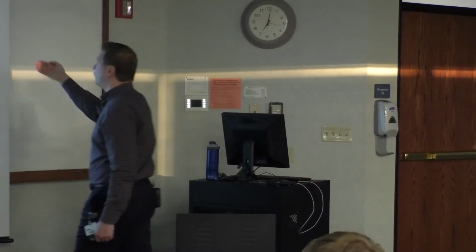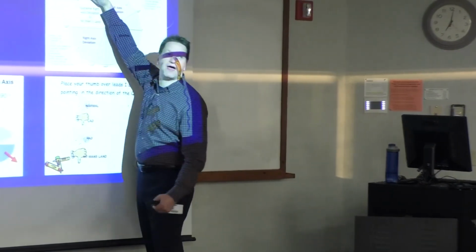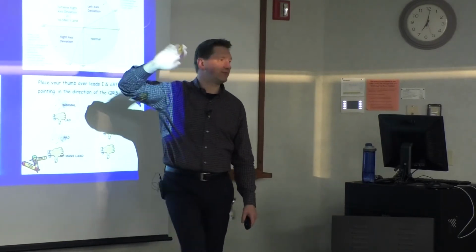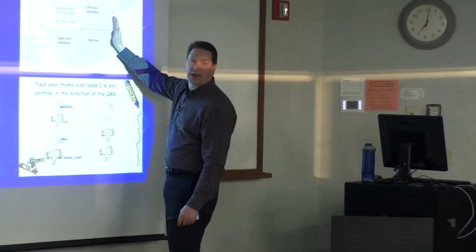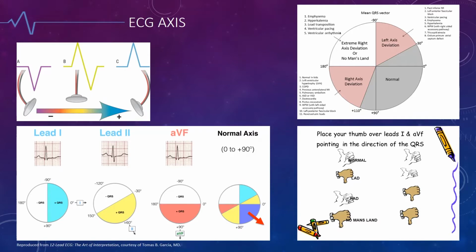Lead 1 is negative, AVF is negative. Okay, lead 1 is negative, so I know I'm on this half. AVF is negative, so I know I'm on the top half. It must be in this quadrant. Okay? No exceptions. That's the answer. Okay? Lead 1 is positive, lead AVF is positive. Okay? Lead 1 is positive. I know I'm over here. AVF is positive. I know I'm in the bottom half. The only thing that's both on this side and the bottom half is this quadrant right here. We good? Don't worry, it makes more sense when you review it on video. All right, we're going to keep moving.